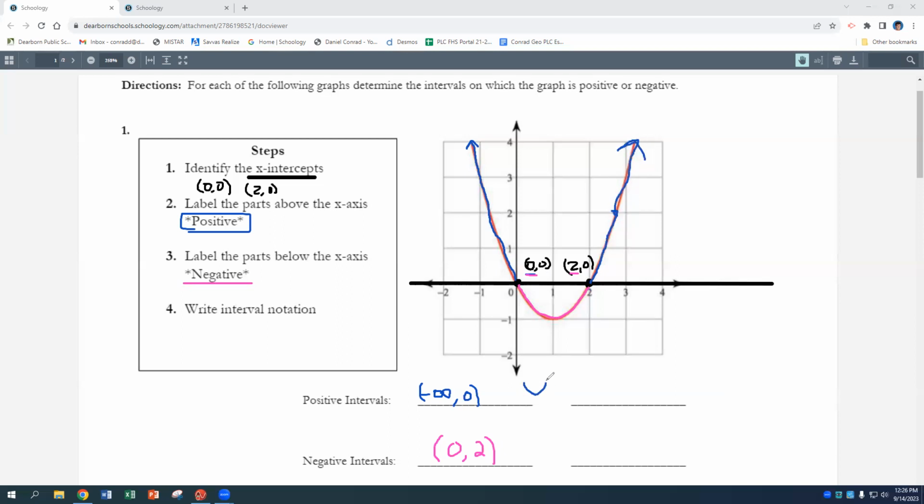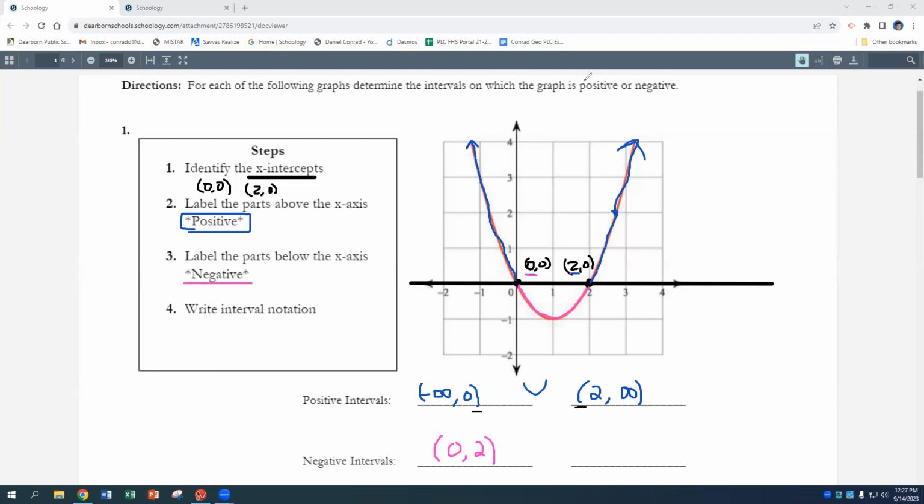So we're going to put a union, because we're going to add these two intervals. There are two positive intervals, this one and this one. This one starts at 2, and it goes all the way to the right, to positive infinity. The reason we use parentheses here instead of brackets is because when you're at the points 0, 0 and 2, 0, on the x-axis, you're neither positive nor negative. 0 is neither positive nor negative.